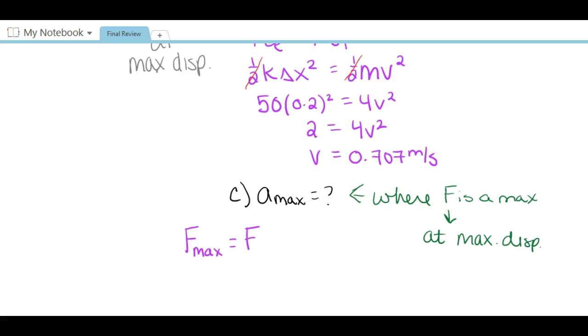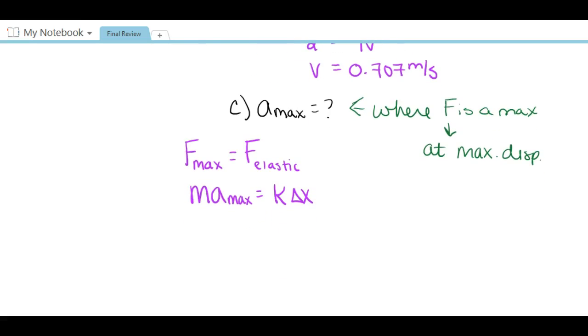So force max is equal to the elastic force because the elastic force is what's going to return it back to the equilibrium position. So F equals ma is going to be equal to K delta X. Now in the equation there's supposed to be a negative. The negative just means that it's going to return back to the original position. So if the object is moving to the right, the force is going to be to the left, vice versa. So plug in what you know, 4 from the mass, 50 for K, and 0.2 for X.